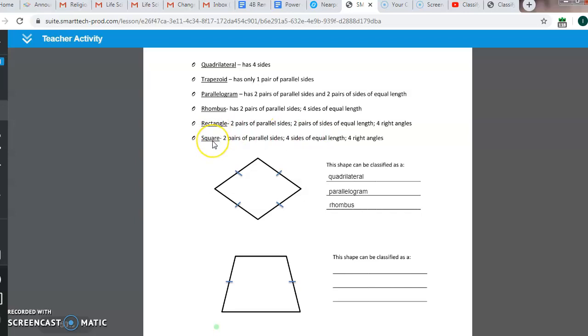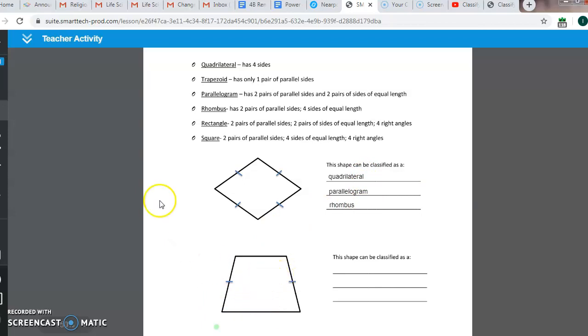All right, and then last but not least, we're going to check and see if this is a square. Well, squares have 2 pairs of parallel sides, which we know we have, 4 sides of equal length, which we also know we have, but squares have 4 right angles, and we just found out that our shape has no right angles because it has no blue squares on the corners. Therefore, this shape is not a square. All right, so that means that this shape can be classified as a quadrilateral, a parallelogram, and a rhombus. Let's go ahead and move on to our next shape.